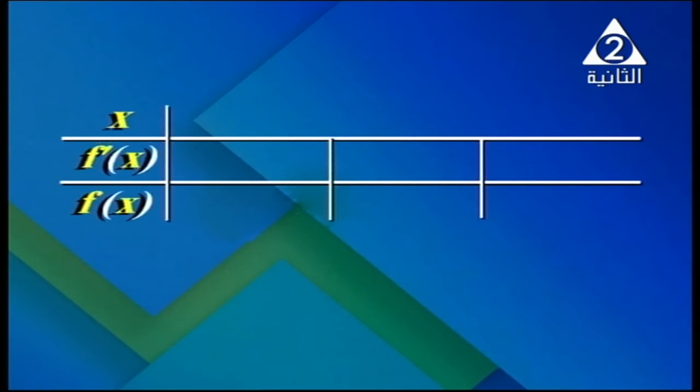Look at, my dear student, we obtain the table. First row x, second row f dash of x, third row f of x. We have two critical points, x equals 1 and x equals 4. For f dash, the sign is negative in the first interval, positive in the second interval, and positive in the third interval.